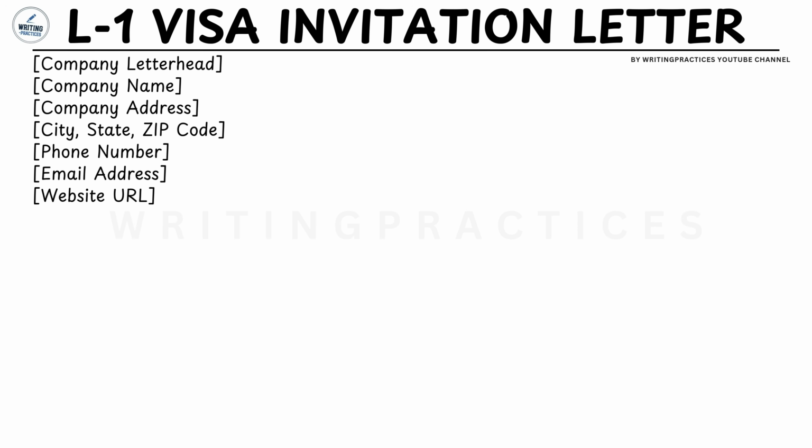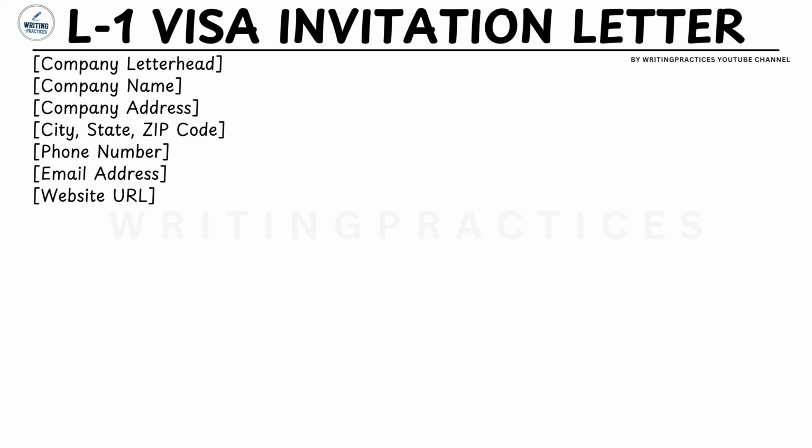Website URL. This section should be formatted on official company letterhead, ideally with the company's logo, including a physical address, phone number, and website. This helps verify the authenticity of the company and provides contact details in case the consulate wants to follow up. If you're the HR manager or a senior executive writing this letter, make sure it's printed on company stationery. This sets the tone of credibility right from the start.